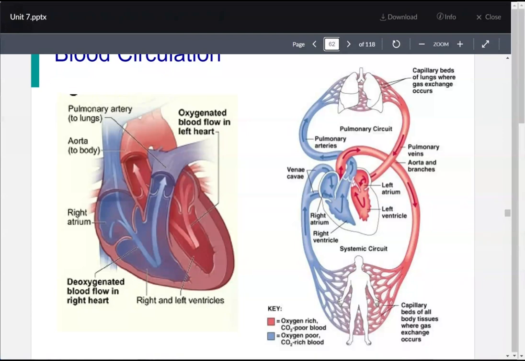where the blood will then go through the right AV valve, otherwise known as the tricuspid valve, into the right ventricle, where it will leave through the pulmonary valve into the pulmonary arteries, to the pulmonary capillaries, to the pulmonary veins, and then back to the left side of the heart, the left atria specifically. Need to put that in order for the exam.